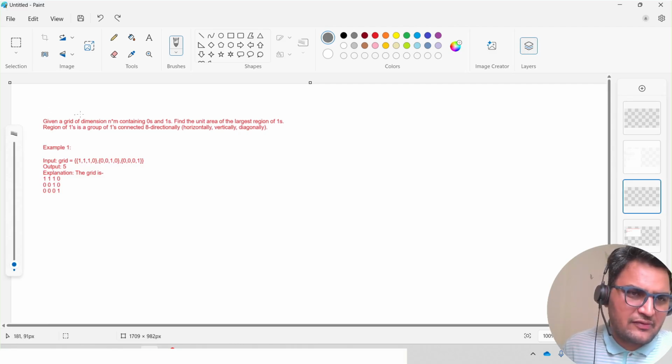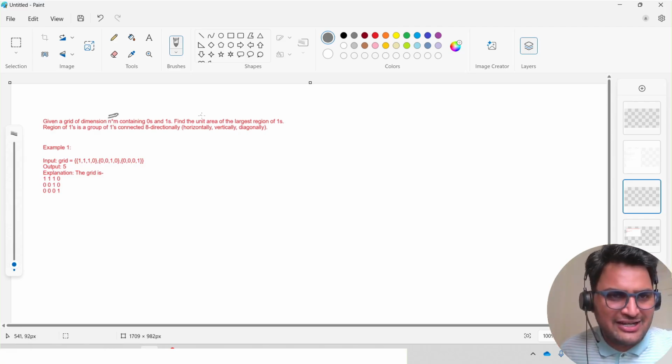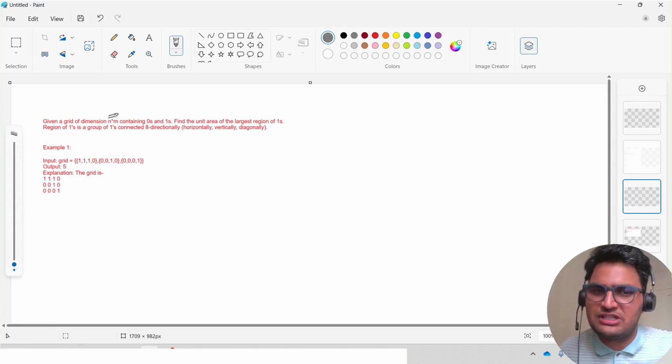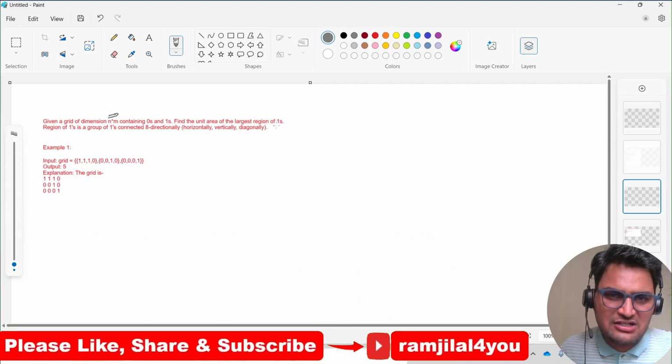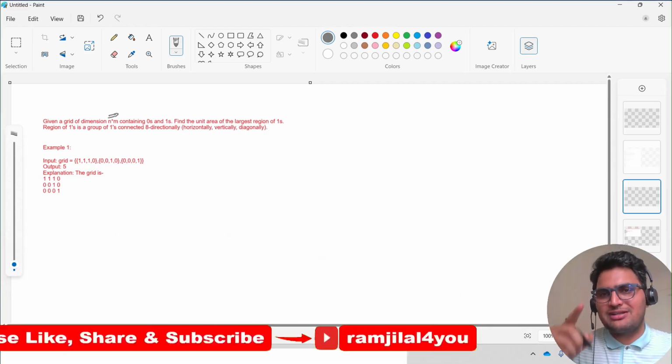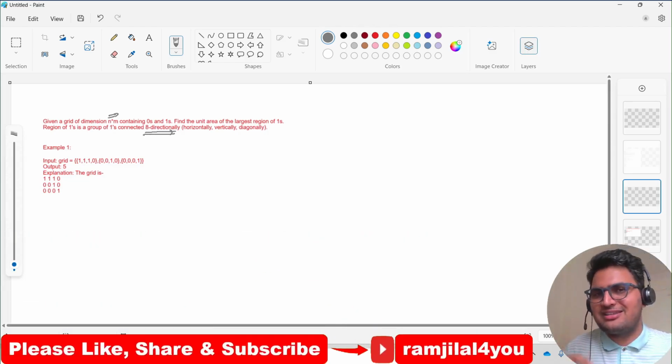The question is: given a grid of dimension n cross m, so we will get an n cross m matrix consisting of 0s and 1s, and find the unit area of the largest region of ones. How many ones are connected to each other, that we have to find. A region of ones is a group of ones connected in 8 directions. In all 8 directions, if one is connected to one, then we will consider it as a region.